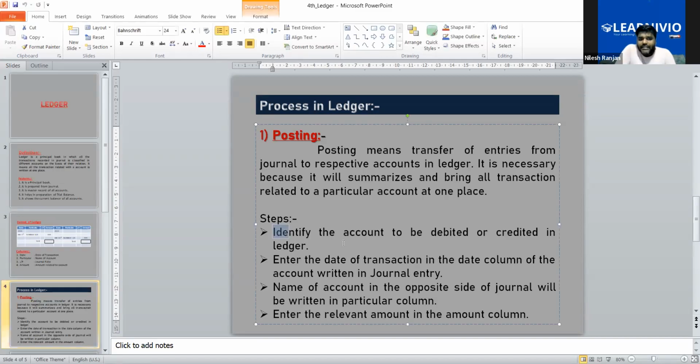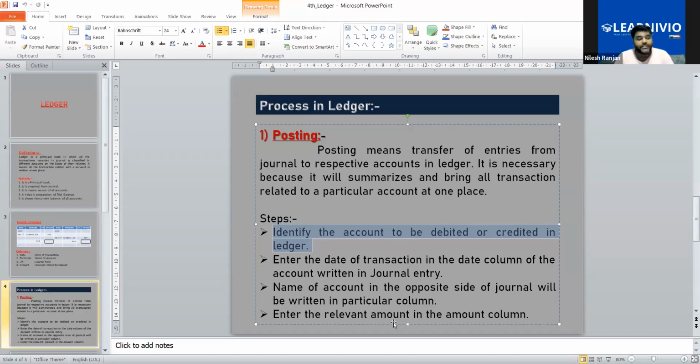you can see here, identify the account to be debited or credited in ledger. Enter the date of transaction in date column of the account written in journal entry. Name of account in the opposite side of journal will be written in particular column. Enter the relevant amount in the amount column. So these are the steps.